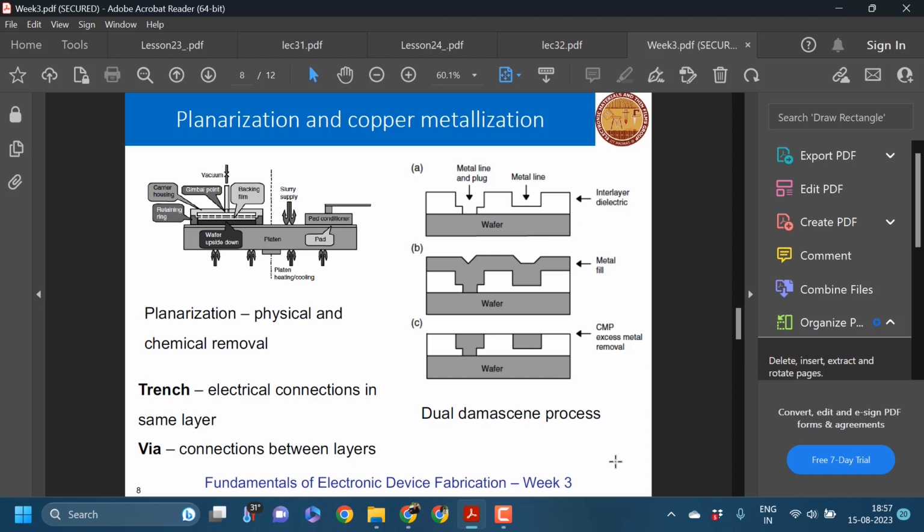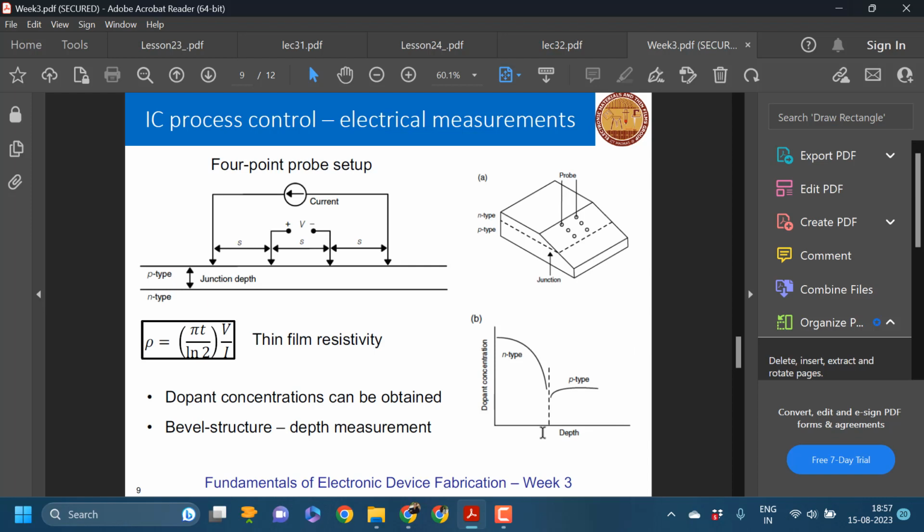Basically, it is a copper metallization process. First the intrinsic dielectric layer will be filled, then the metal fill, and finally excess material will be removed by chemical metal polishing. That is basically the dual Damascene process. It is used for copper metallization.